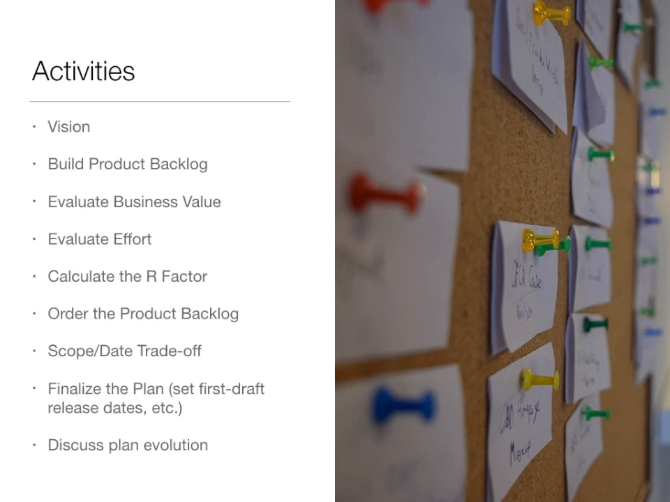What are the activities for that one day? We're going to discuss these, but we're also going to do these. We're going to build the vision. We're going to build a product backlog with user stories. We're going to evaluate business value. We're going to evaluate the effort, as many of you know, by using story points. We're going to calculate an R factor, that is to say an ROI for each story, business value points divided by story points. We're going to order the product backlog. We're going to do a scope date trade-off and talk you through that. Then the team at the table is going to finalize the plan. And then we'll discuss the evolution of the plan going forward.